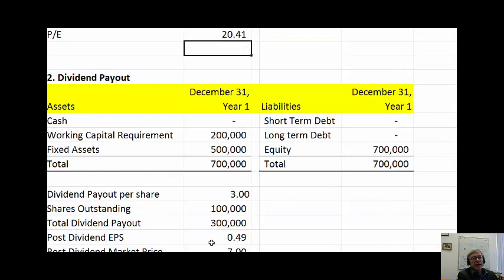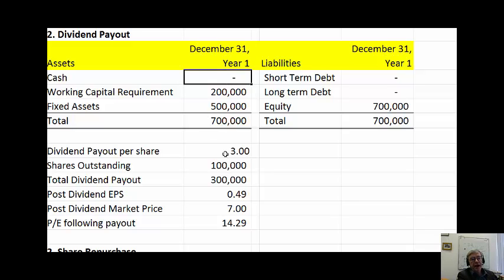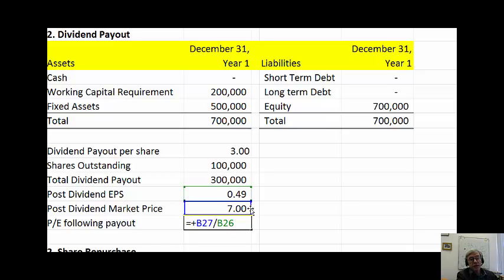20.41. Now let's look at a dividend where all of the cash is paid out. That corresponds to a cash payout of $3 per share. Since there's 100,000 shares outstanding, that's a $300,000 dividend payout. The post-dividend earnings per share is exactly the same as the pre-dividend earnings per share. The post-dividend price, however, is the pre-dividend price of $10 a share minus the dividend payout of $3 per share, or $7 a share, which is also equal to the total equity divided by the shares outstanding, which has not changed. That gives a post-dividend PE ratio of 14.29, which is the reduced post-dividend market price divided by post-dividend EPS.